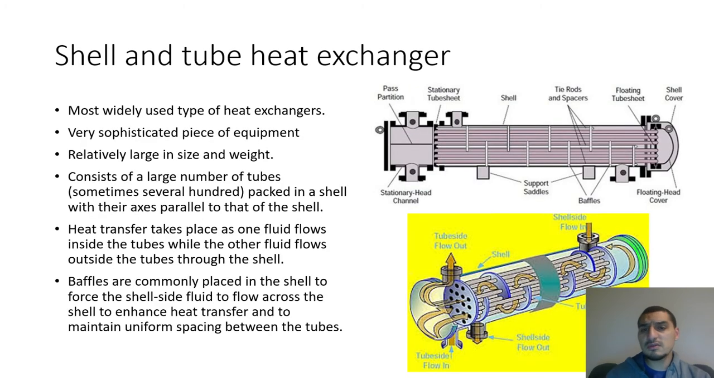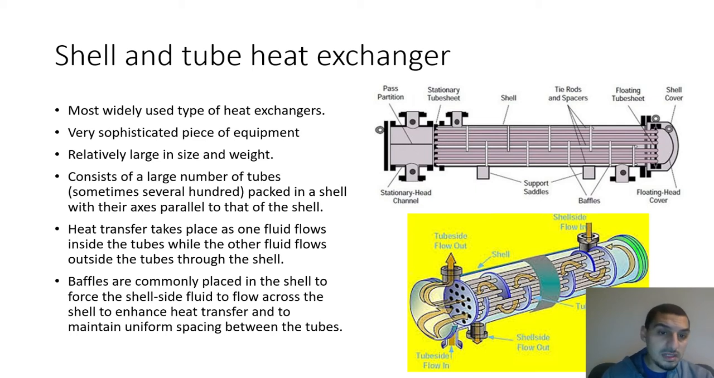And now let's talk about the shell and tube heat exchanger. It's a very widely used and very famous heat transfer equipment. And as we mentioned before, it consists of tubes where a fluid is flowing in the tubes, and this is a shell where the other fluid is flowing. This is the area of heat transfer here. And the area of heat transfer is the external area of the tubes.